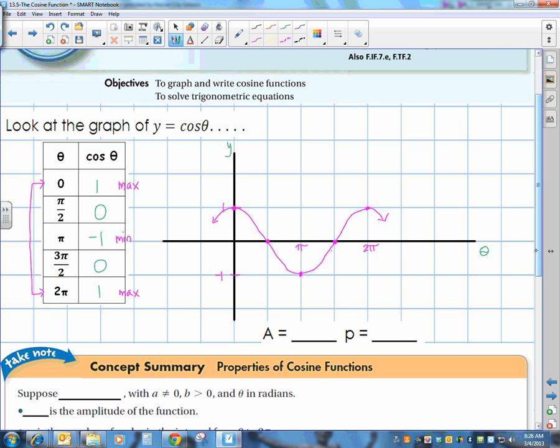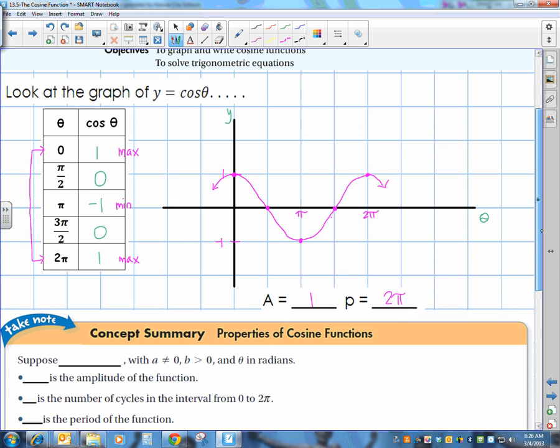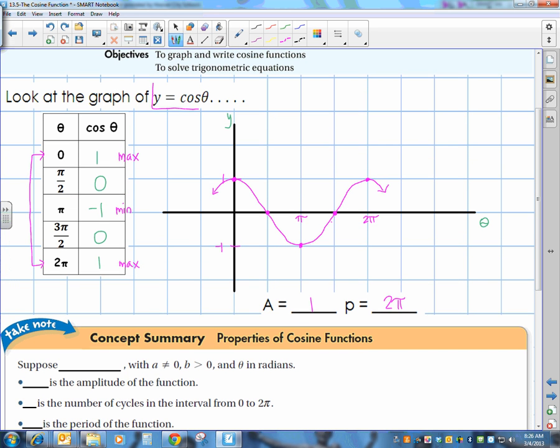Now, hopefully you can see from our graph the amplitude. If we go between 1 and negative 1, we want half that distance. And so our amplitude is 1. And as you see from the unit circle and from our graph, our period is 2 pi. So we summarize that in our little chart. Keep in mind this right here is our parent function. This is what we refer to often when we do our graphs.